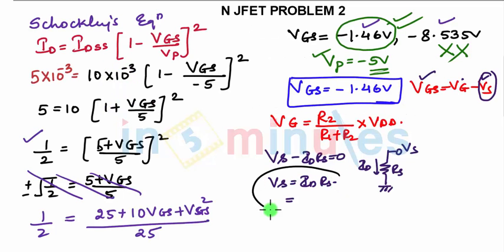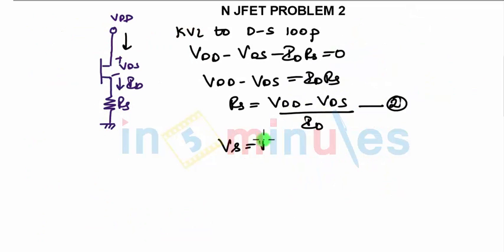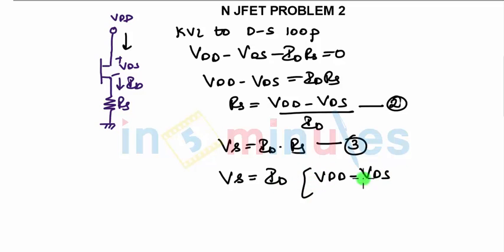Now in this equation, I am writing again, Vs equals ID into RS. So instead of RS, if I write this, I can find the value of Vs. So substituting 2 in 3, I will get Vs as ID into VDD minus VDS upon ID. So VDD minus VDS will be our voltage at the source. This you will get as 6 volts, 12 minus 6.